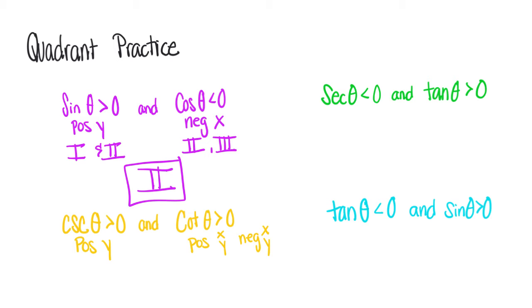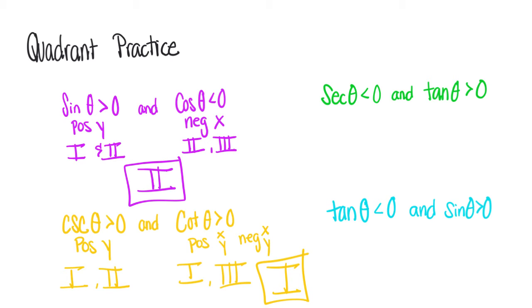Positive y values, going back to the previous examples, are in quadrants 1 and 2. But cotangent being positive happens to be in quadrants 1 and 3. Therefore, the overlap is in quadrant 1.